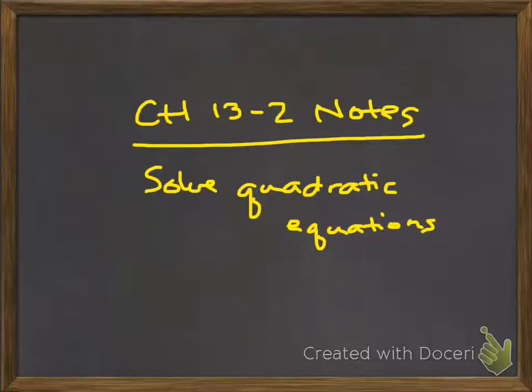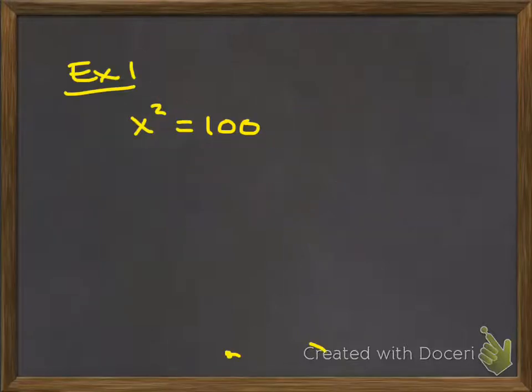Chapter 13-2 notes is solving quadratic equations. Okay, example 1, x squared equals 100. So in order to find out what x equals, you're going to take the square root of both sides, because the square root undoes squaring. So you end with x equals, and the answer is positive 10 and negative 10, so plus and minus 10.